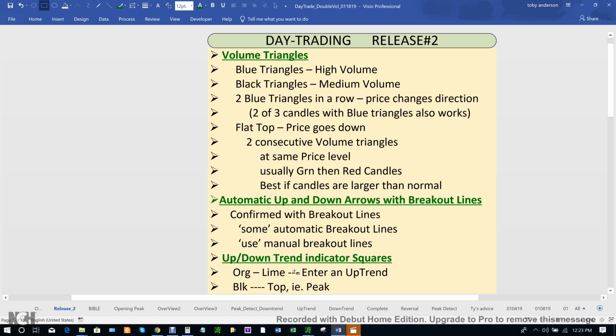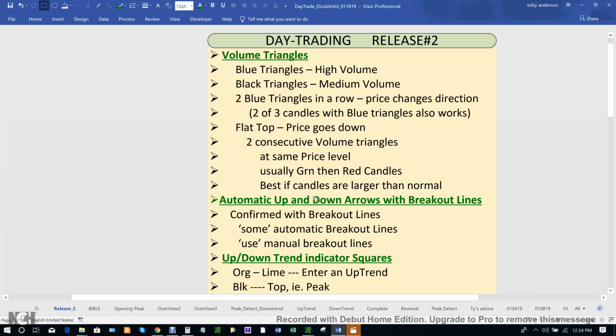Also, it has automatic up and down arrows with breakout lines. There are some programs out there that have up and down arrows, or breakout lines or breakout circles and stuff like that, so this isn't necessarily so unique. But the programs that have these things, from what I can tell, don't come standard like with Thinkorswim or TD Ameritrade or TradingView. Or if they do come standard, they don't come as soon. My arrows come sooner than the other ones that I've seen.